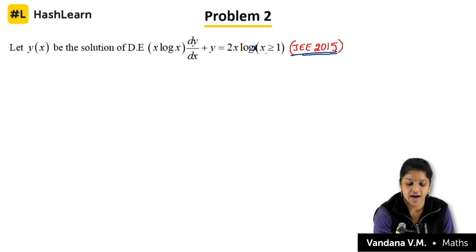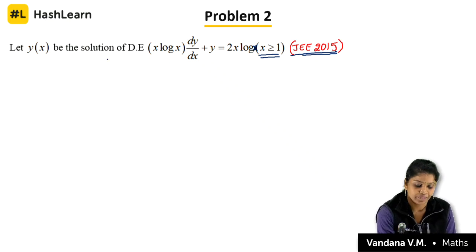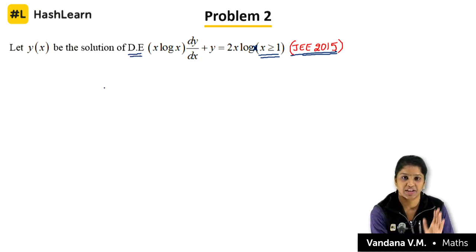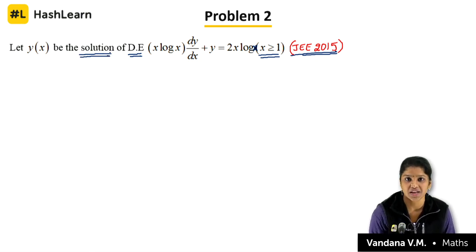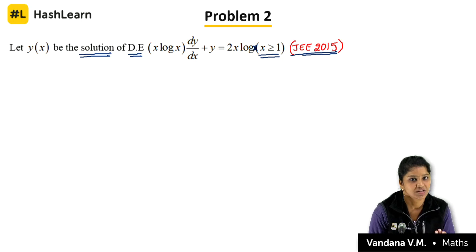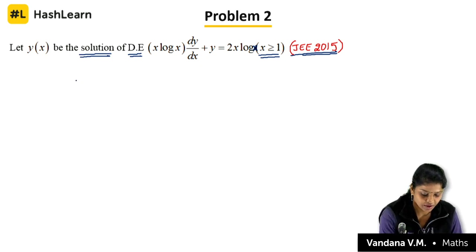This is log x, and x is greater than or equal to 1. Here, typing error. Okay. Let y of x be the solution of the differential equation. Clearly they gave it, so I understood it belongs to differential equations. Solution means I have to solve. To solve, how many methods am I having? I am having only 4 methods: either variable separable, homogeneous, linear, or exact. So let us find out which method this given question belongs to.